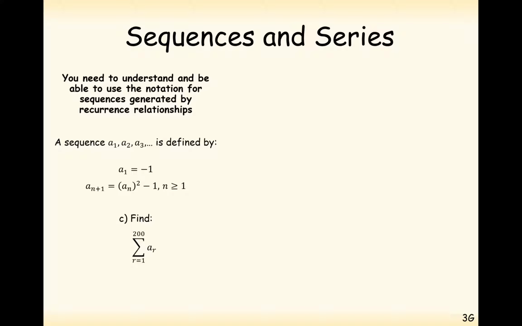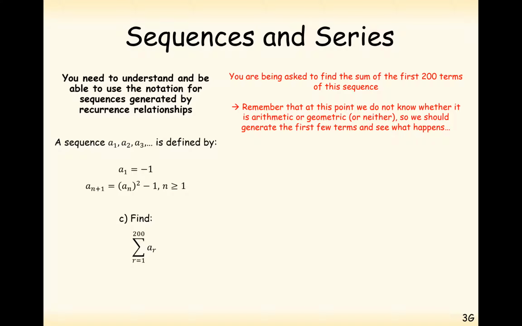So we know that p is 1 now, so p is minus 1 now. And we're asked to now add up the first 200 terms in this sequence. It seems quite a difficult sequence to work out the summation of. Let's just write out the first couple of terms and see if there's a pattern.